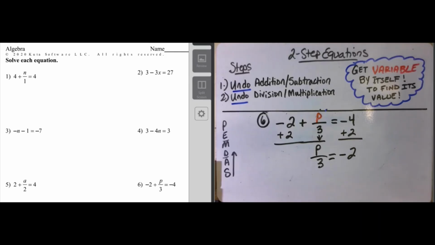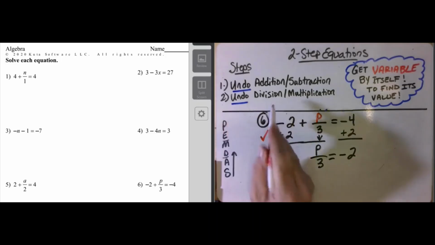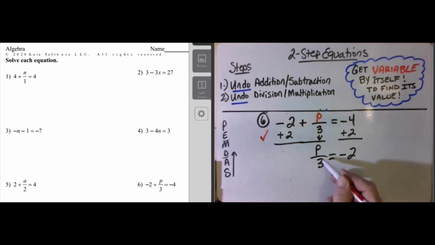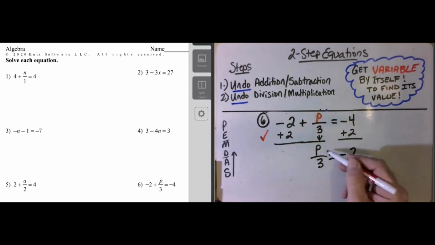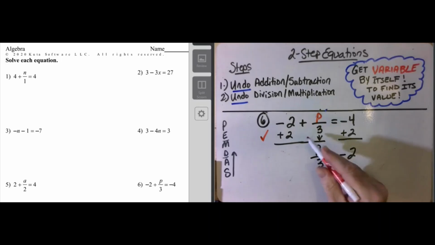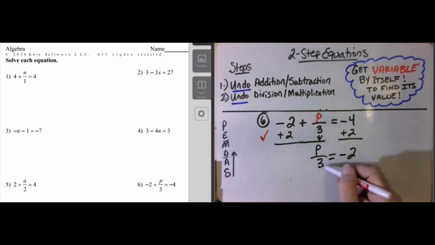Alrighty, so that takes care of step 1. We took care of the addition and subtraction. Now let's go ahead and undo the division or multiplication. They're dividing, right? A fraction is a division problem. So we're going to do the opposite. We're going to multiply by whatever is on the bottom of the fraction, so we're going to multiply by 3. Whatever you do on one side of the equal sign, you do to the other.